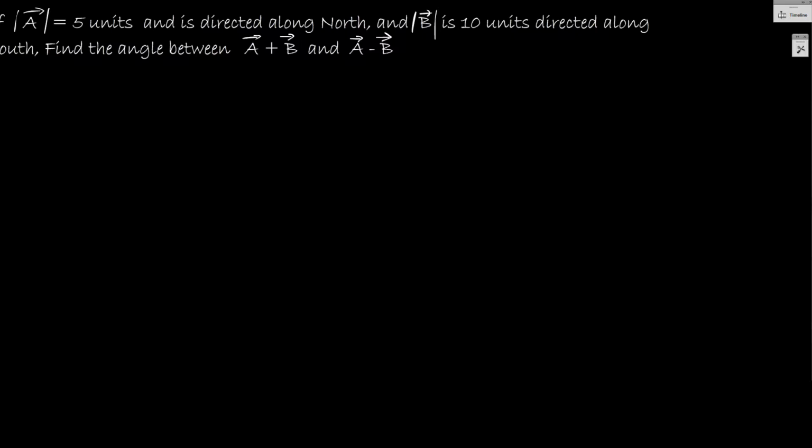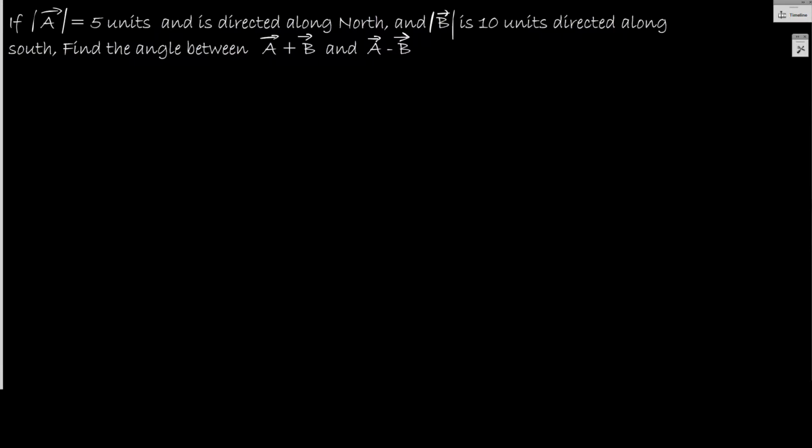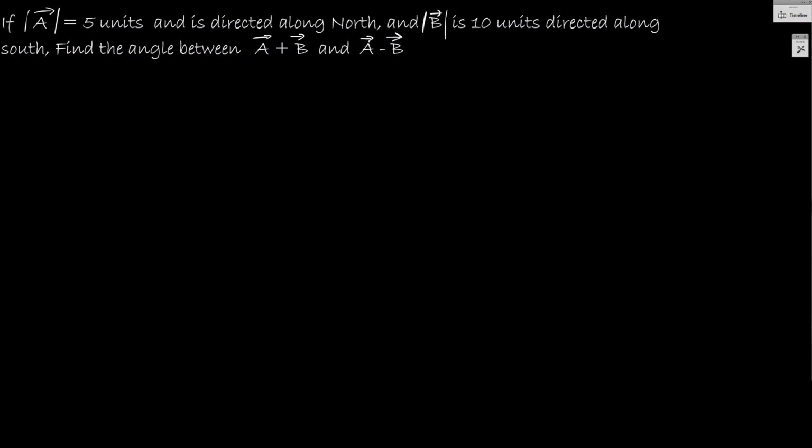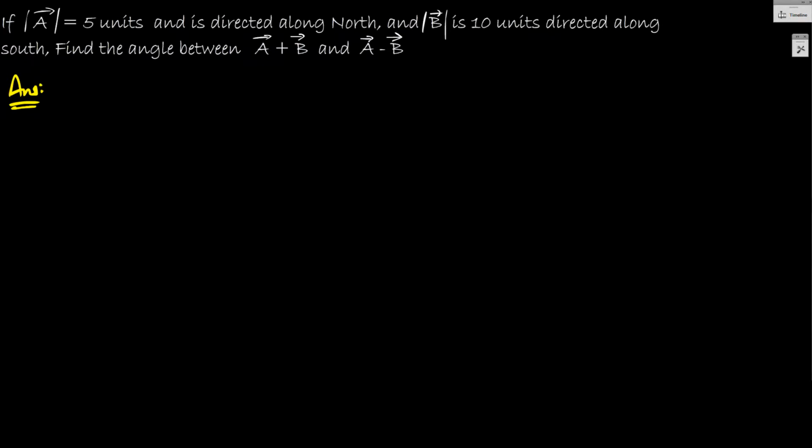Alright, let's see what we have here. In this question, we've been given that magnitude of A is 5 units and is directed along the north. Okay, let's quickly draw that. The moment you see questions like this and you know that you have to draw it, don't wait until you read the entire question. Just draw as you read it. So it is 5 units along the north. So this is north for me. So this is vector A.